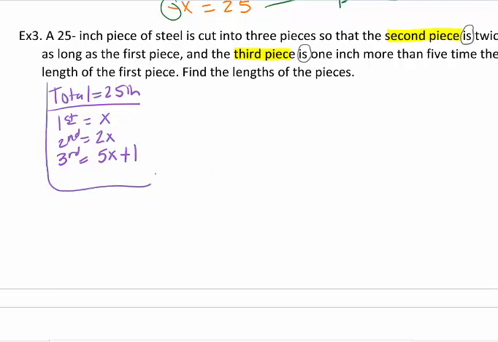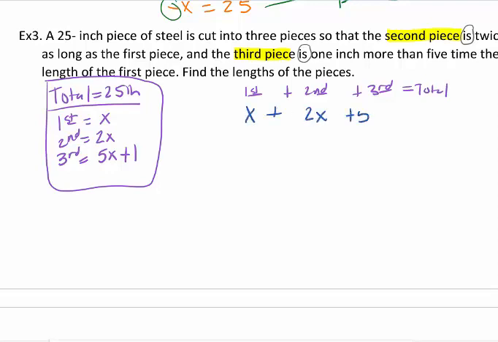This is my relationship. So we would take the first piece plus the second piece plus the third piece equals the total. So I'm going to plug in what I have, x plus 2x plus 5x plus 1 equals 25 inches.